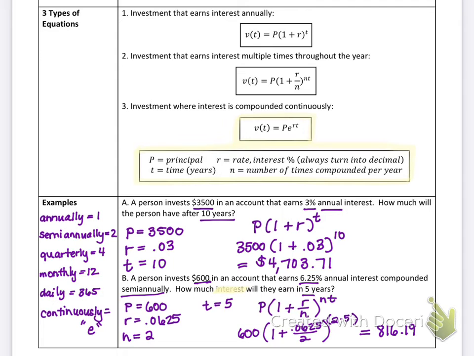The question though is how much interest will they earn? Because it's how much interest, you're going to have to take your total amount and subtract your initial investment. So for the interest, you're actually going to have $216.19. So just be careful about what the question is asking you.